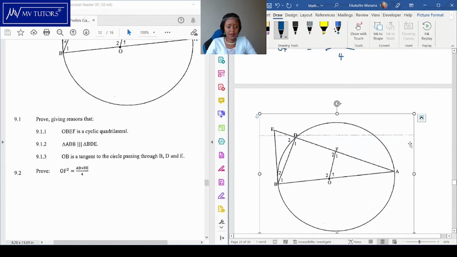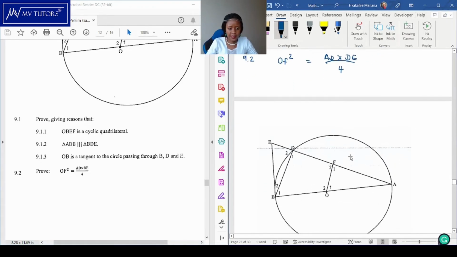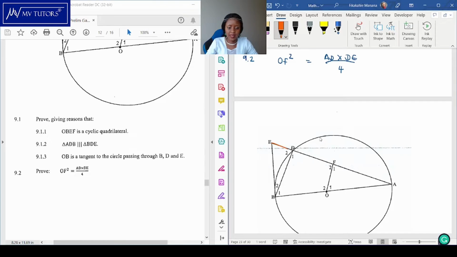Okay, cool. There it is. So OF squared. Here I'm probably going to use similarity. We've proved that this triangle here is similar to this triangle over here. So somehow, some way, we're going to have to use that.